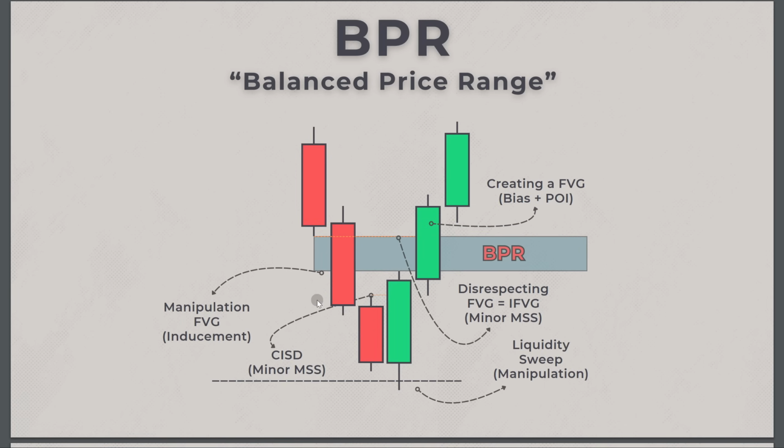That by itself, disrespecting a fair value gap, is going to equal having another PD array that is now on your side. That is now a line of defense. That's going to be a minor market structure shift also. So we have two minor market structure shifts, and we have the liquidity sweep. You see how many confluences we have within this specific, single balance price range?